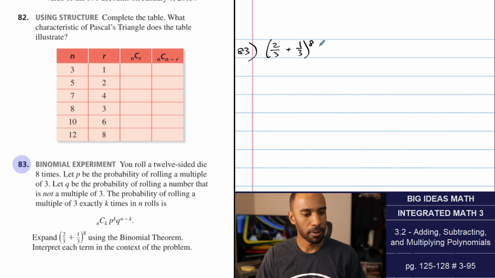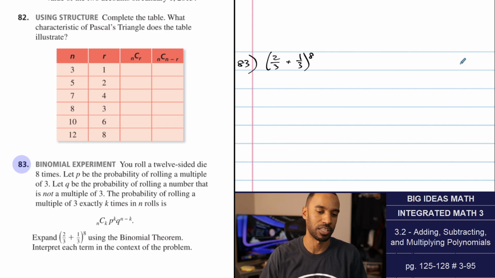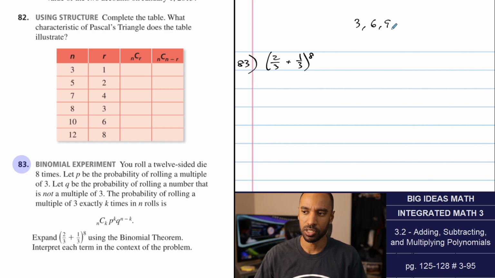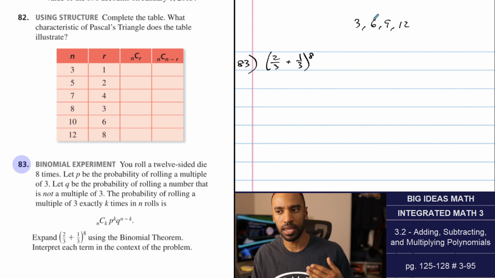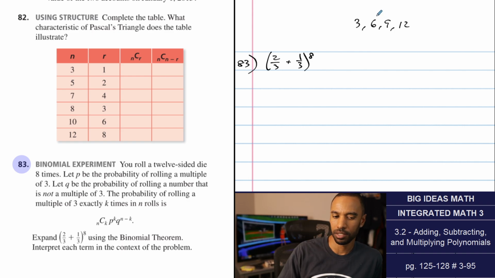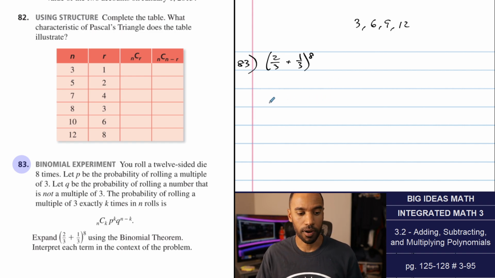Now, the interesting part is they said a multiple of 3. Oh, it's a 12-sided die. What are the multiples of 3 on a 12-sided die? 3, 6, 9, 12. What are the ones that are not a multiple of 3? Everything else. So 2/3 should be the second thing? I don't know. Anyway, as far as expanding this, I've got to use Pascal's triangle for this. I might have to write this out.